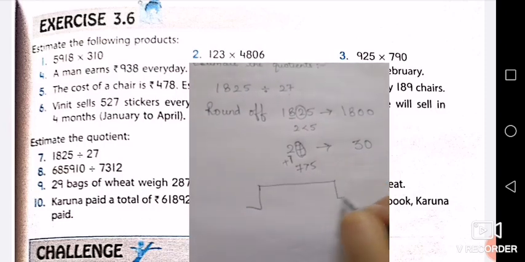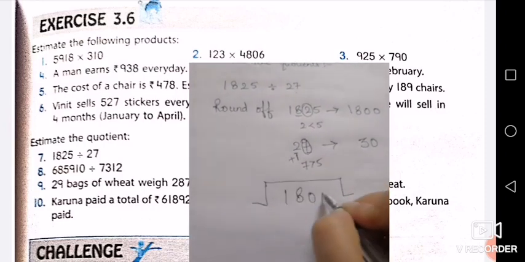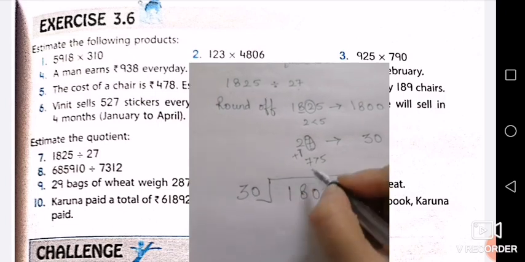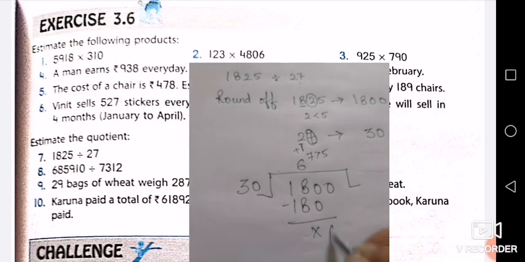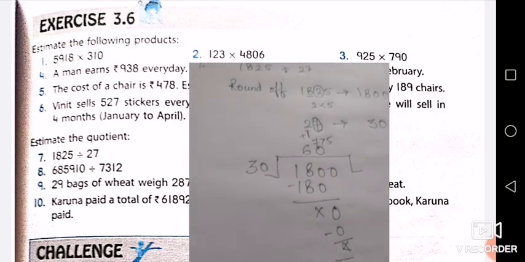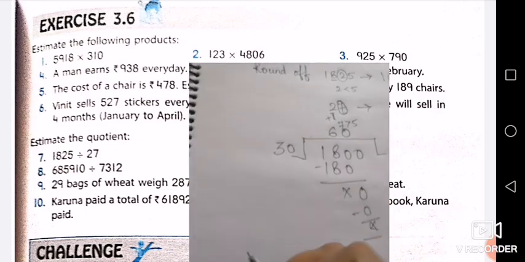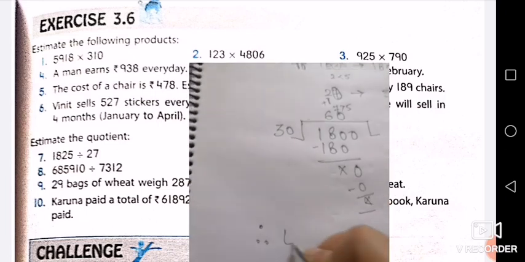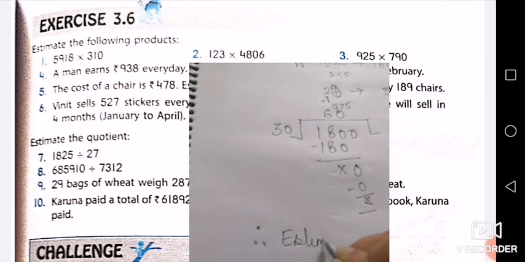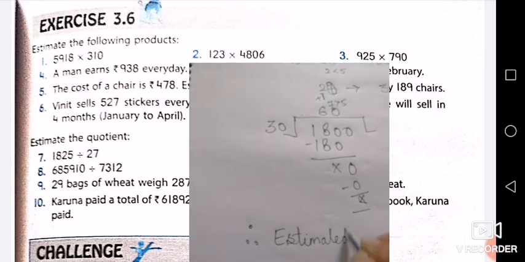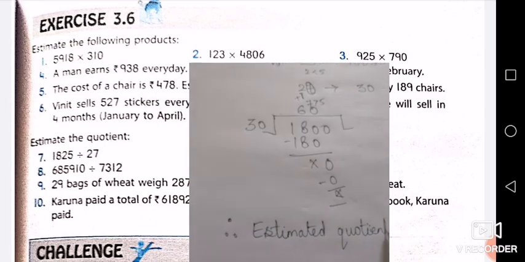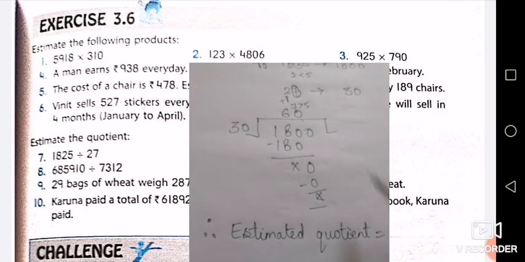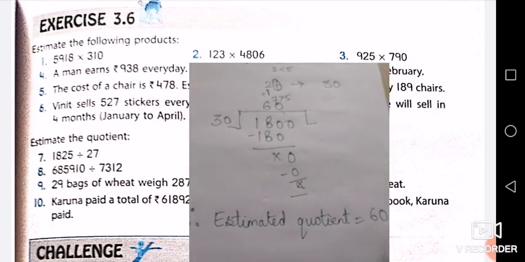Now what we will do, we will divide 1800 by 30. 6 times 3 will be 18, nothing will be left, 0 will get down. Now 30 zeros are 0, you will get it. Now what will be the estimated quotient? You will write down, therefore estimated quotient. What will be the estimated quotient? The estimated quotient will be 60.